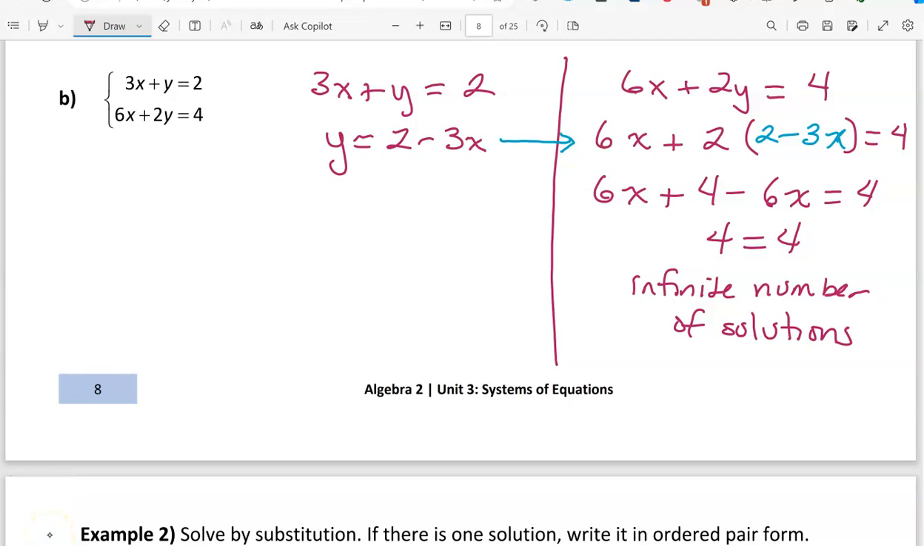Okay, we're picking up where the video left off, and if you will go to the first page of the notes for 3B on page 8, this is the last example that was worked, and it turned out that there were an infinite number of solutions.